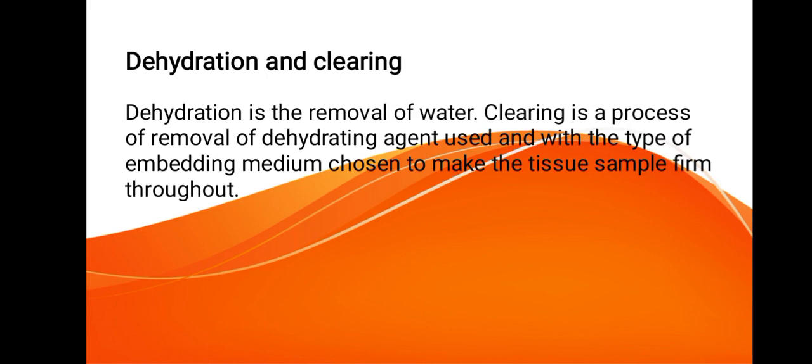Then following the removal of the majority of the water from the specimen, that is during dehydration, the tissues are cleared. And clearing is a process of removal of the dehydrating agent and replacing it with a fluid that is miscible both with the dehydrating agent and with the type of embedding medium chosen to make the tissue sample firm throughout.